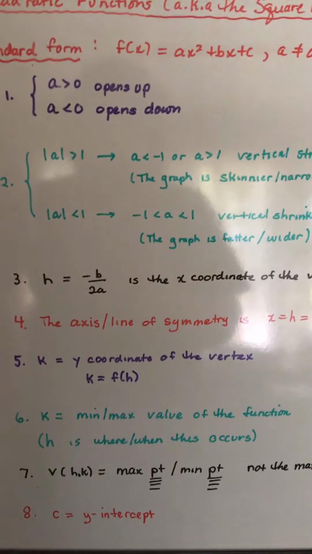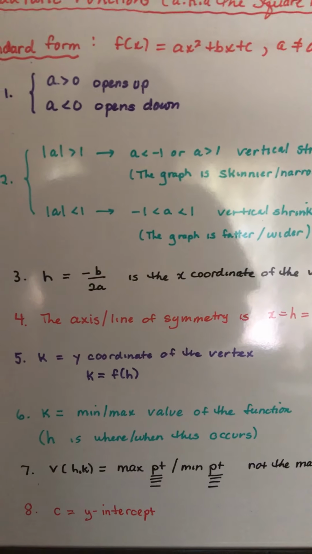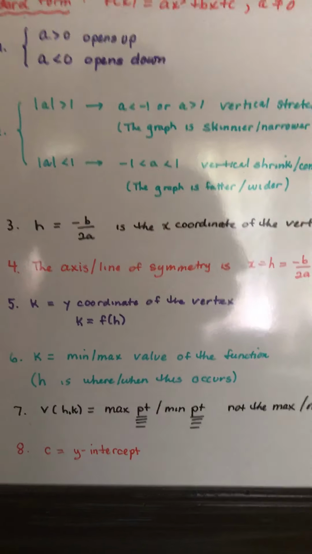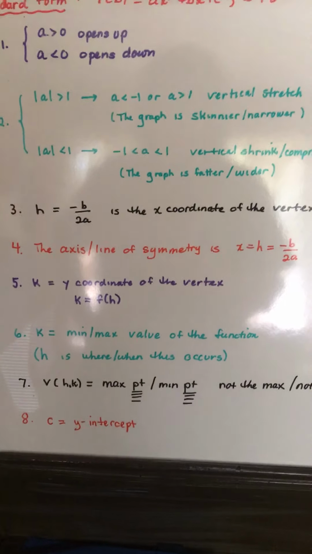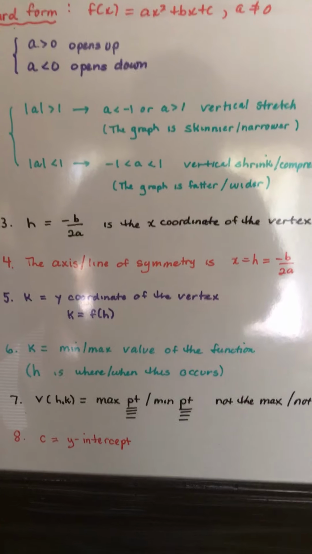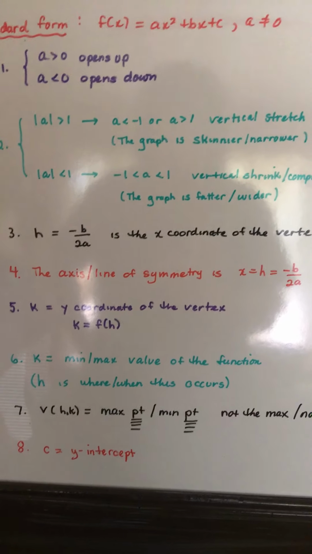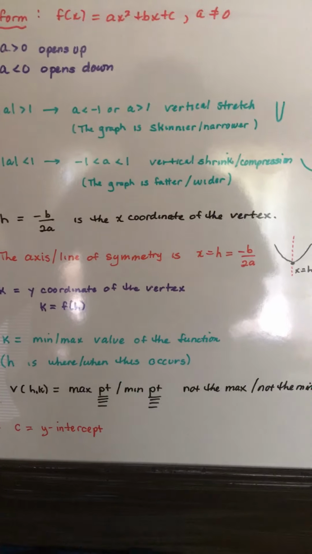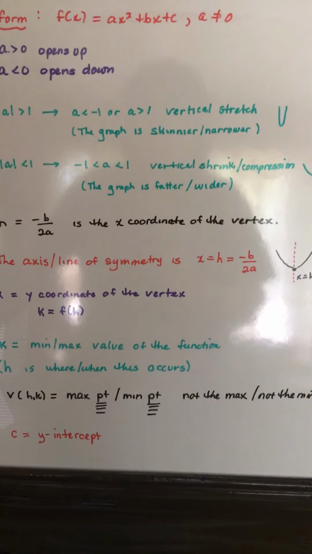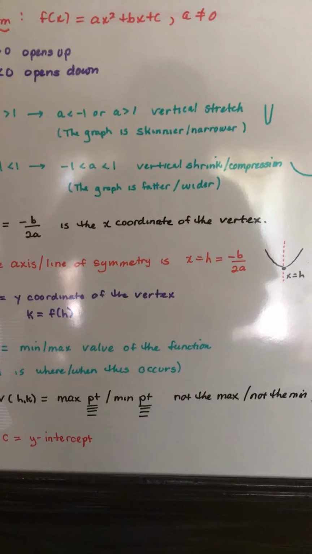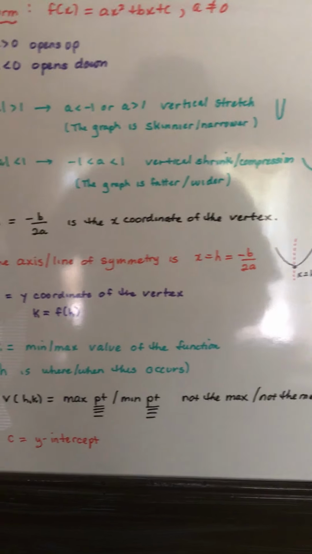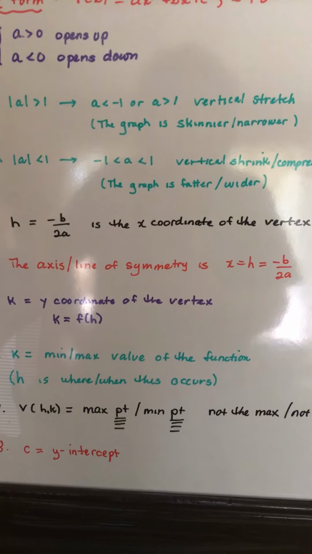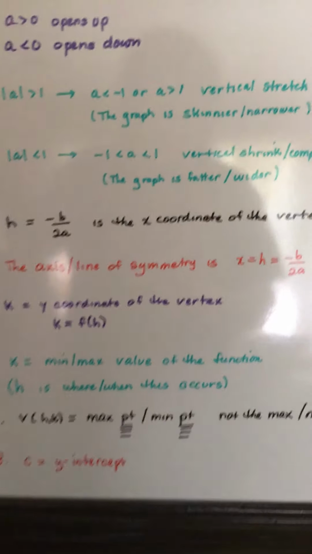k is the y-coordinate of the vertex, which is literally just f of h is equal to k. k is known as the min or max value of the function depending on whether it opens up or down. h is not the max or min, it's where it occurs. The vertex is a max point, meaning coordinates, or a min point, but it is not the max or min. c is also known as the y-intercept when you're in standard form.